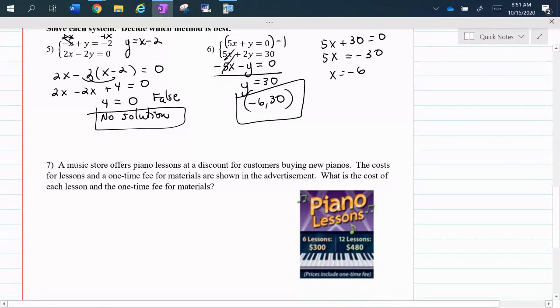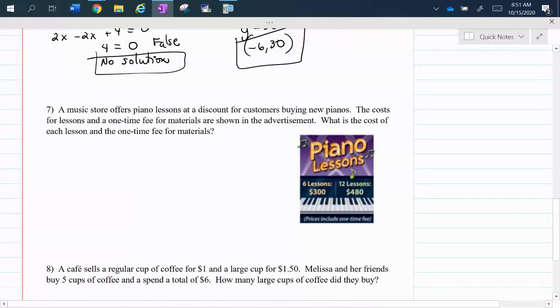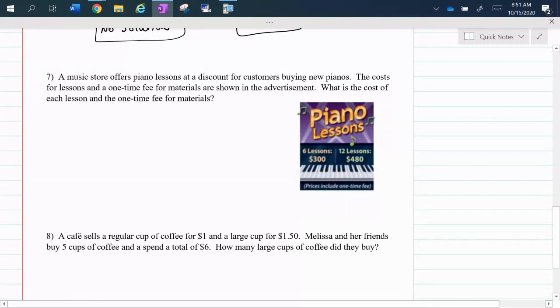Okay, so we're going to look at a couple of applications now. A music store offers piano lessons at a discount for customers buying new pianos. The cost for lessons and a one-time fee for materials are shown in the advertisement. What is the cost of each lesson and the one-time fee for materials?